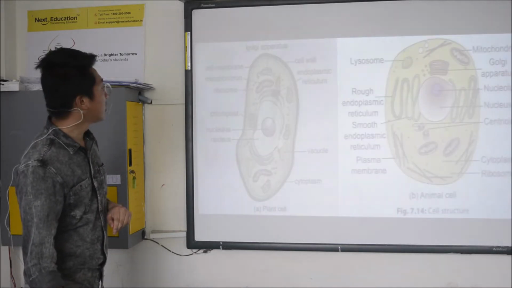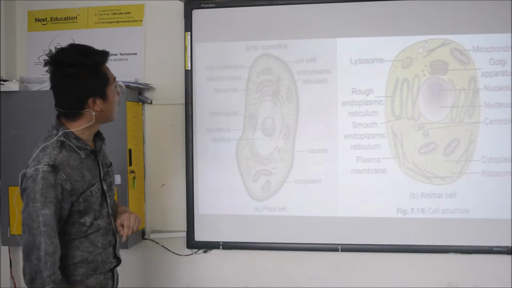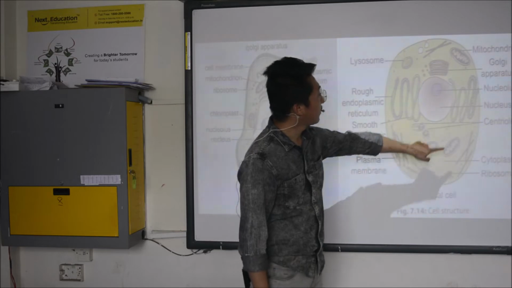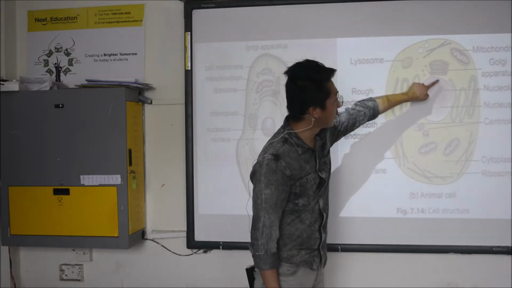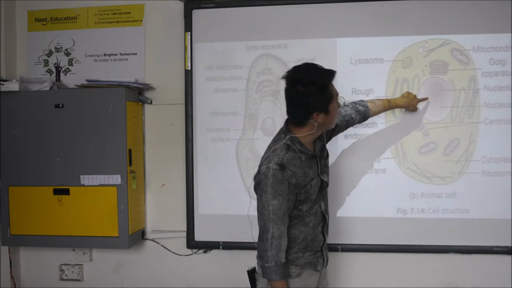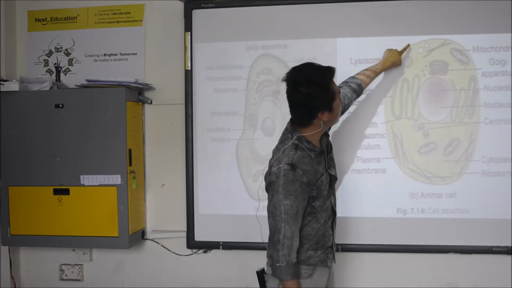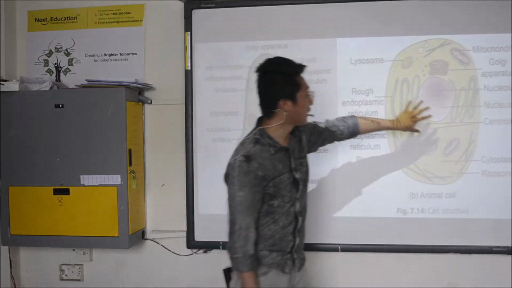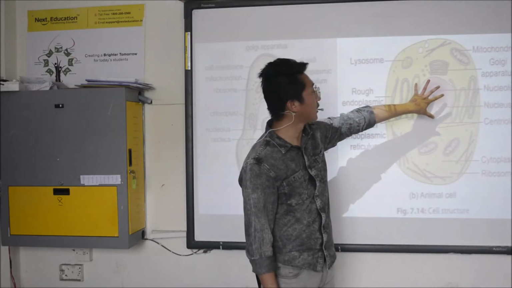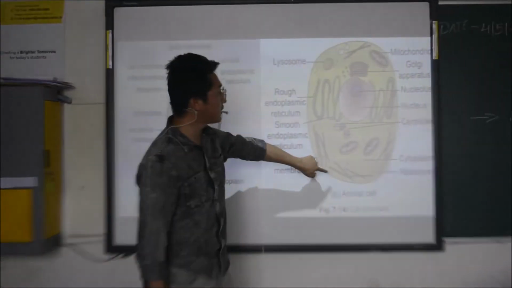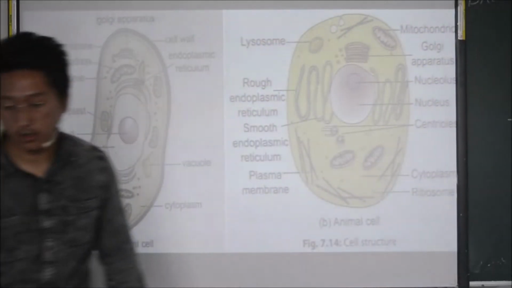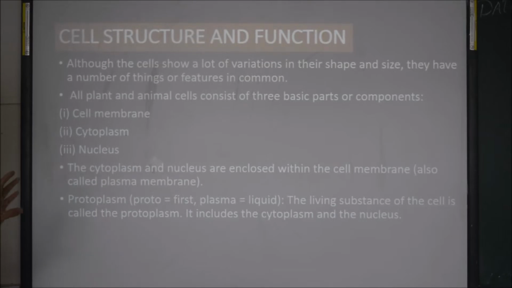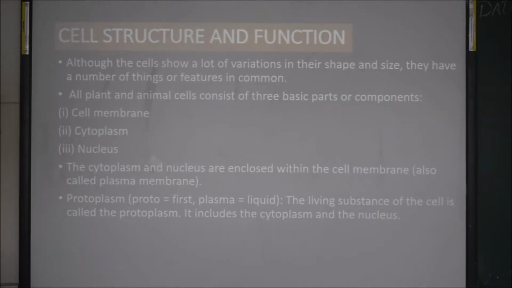So you can see in the picture, the part which is inside this outer layer is cytoplasm, and this part is the nucleus. The outer part which surrounds the cytoplasm and nucleus is called the cell membrane, or we also call it a plasma membrane.